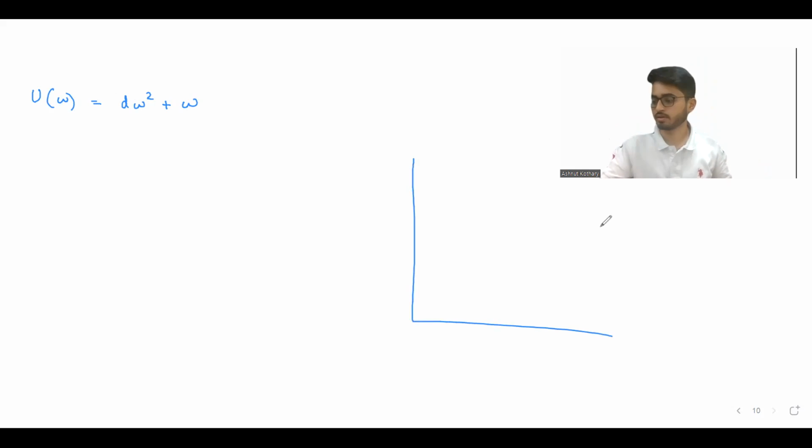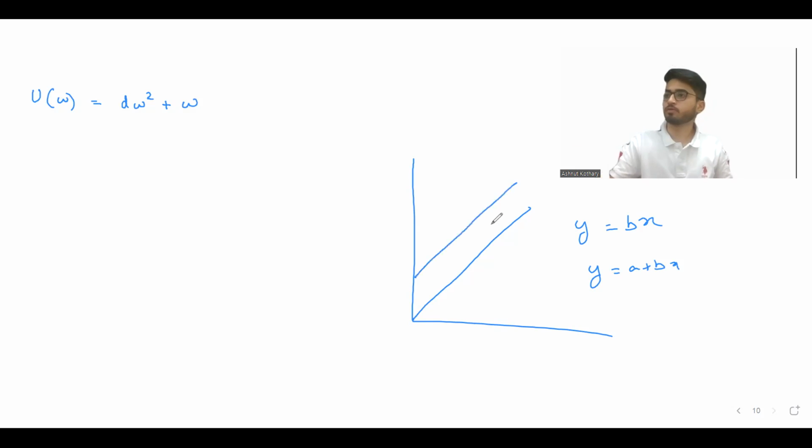If I have a function y equal to bx, this is a line. If I have y equal to a plus bx, it just shifts, the slope remains the same. So when comparing, this constant part will not make any difference at any point of time. If we just want to compare the difference between two things, the constant term is not required.